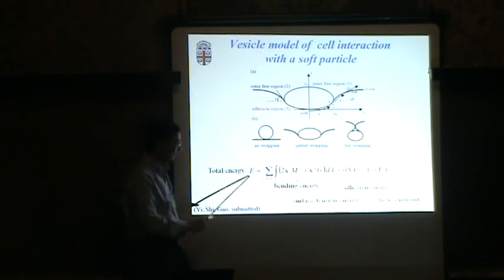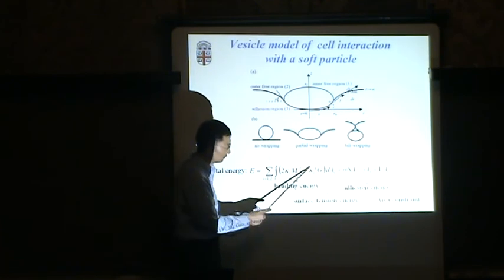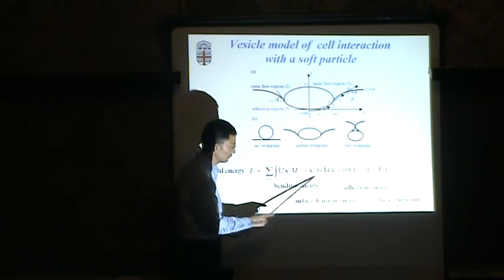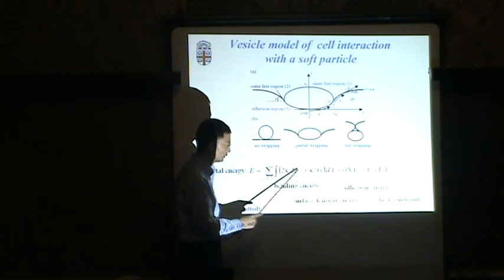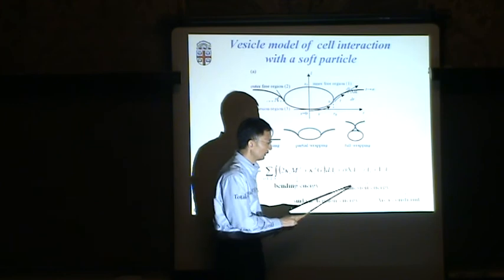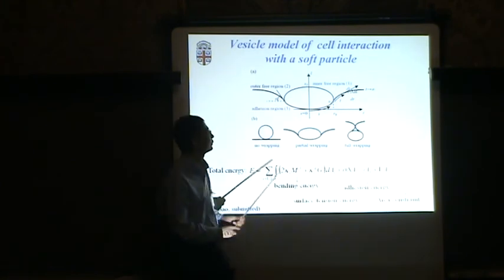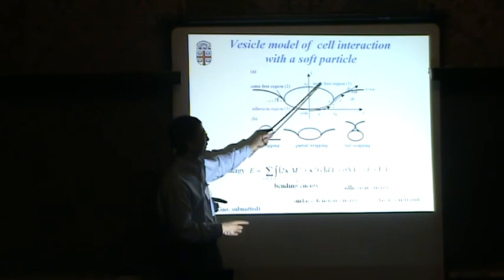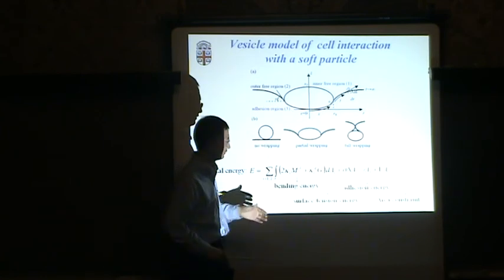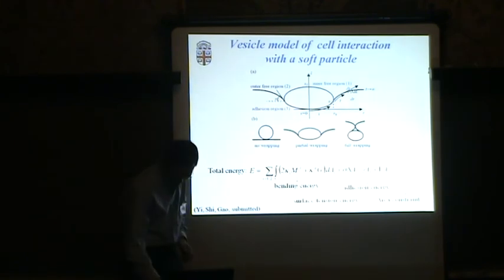The free energy consists of the bending energy of the membrane, the Gaussian curvature term, which is not important, this is from the Helfrich model, the surface tension of the membrane, and the adhesion energy. I didn't write the pressure difference, but actually in our model, we also have a pressure difference inside and outside the vesicle. And here's the area constraint.